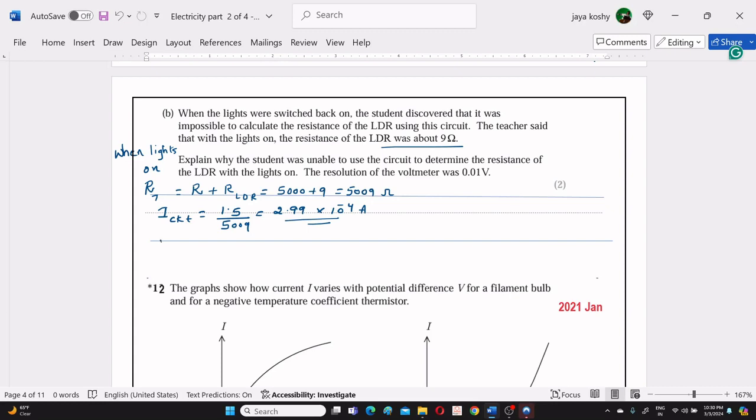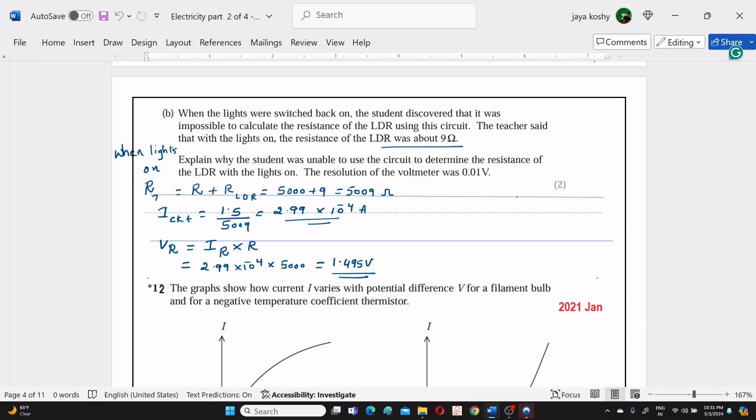From this we can calculate the drop across the resistor when the lights are on. The drop across the resistor is the current through the resistor, which is the same as the circuit current, times R. So it is 2.99 times 10 to the power of minus 4 times the resistance value, 5000. This gives an answer of 1.495 volts. This is the voltage across the resistor.